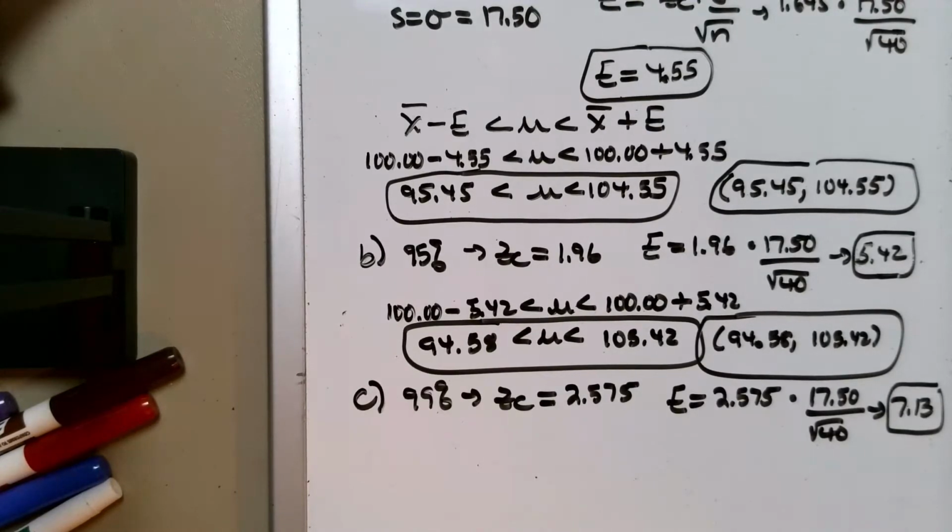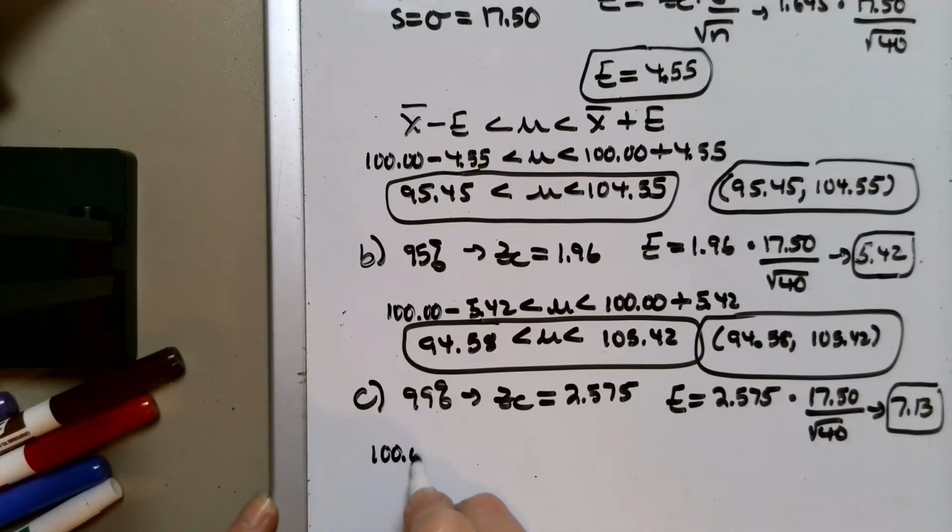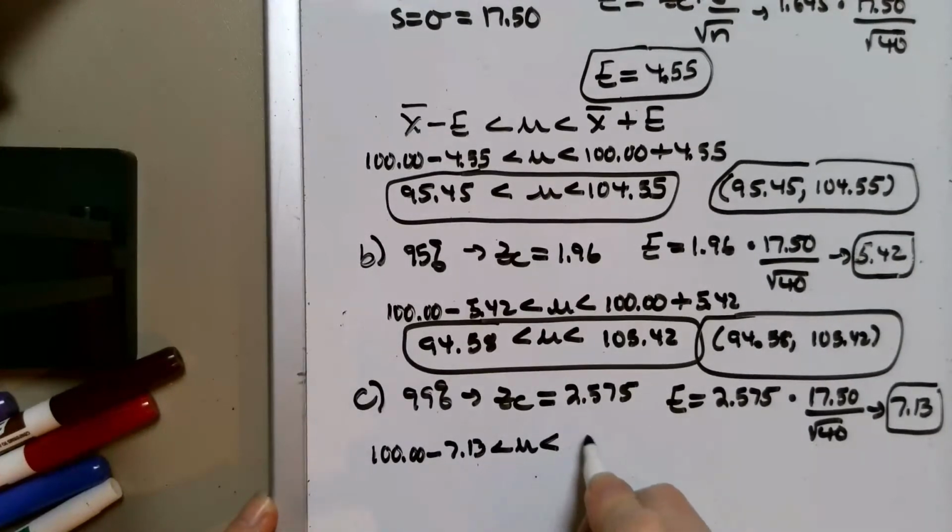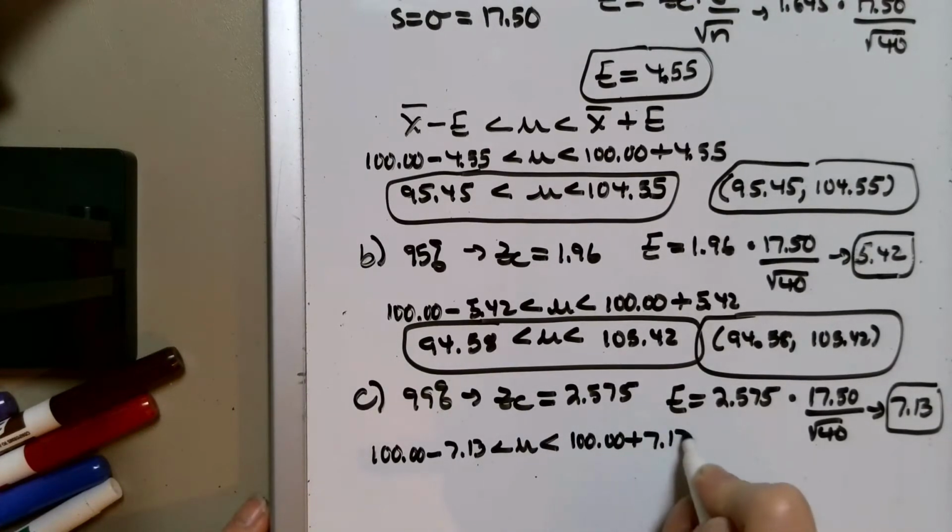2.575 times 17.50 divided by the square root of 40 is 7.125. So $7.12 or $7.13, pretty close. That's a penny difference. So we're going to take X bar, $100, minus E, $7.13, less than mu, less than X bar, $100, plus E, $7.13.